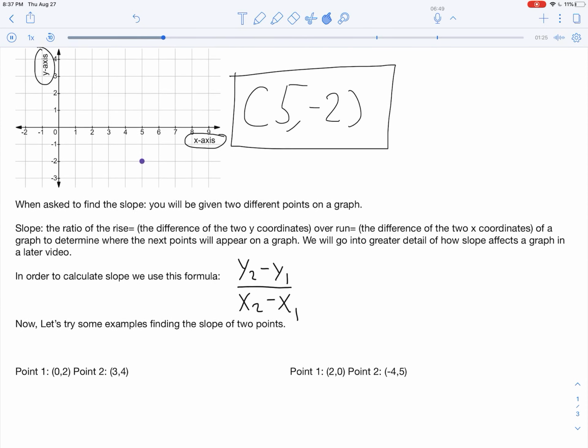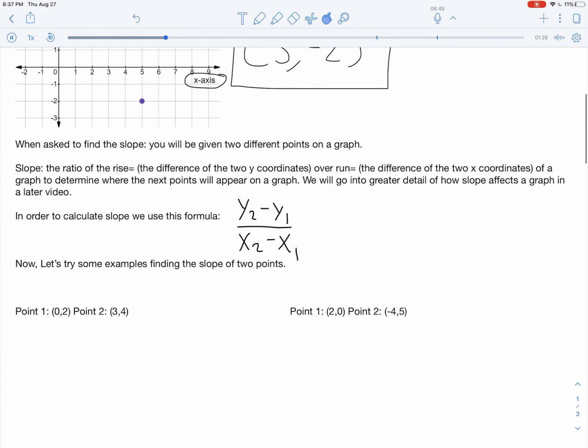Okay, when asked to find the slope, you'll be given two different points on a graph. Slope is the ratio of the rise, the difference of the two y-coordinates, over run, the difference of the two x-coordinates of a graph to determine where the next points will appear on a graph. We will go into greater detail of how slope affects a graph in a later video, but right now we just want to focus on how to calculate the slope of two points.